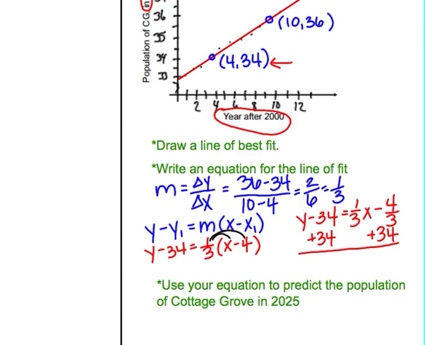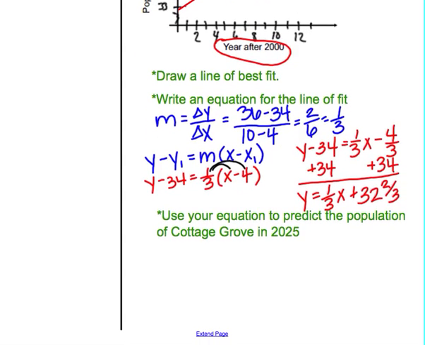And when I do that, I get y equals 1/3 x, and negative 1 and 1/3 plus 34 is going to give me plus 32 and 2/3. So now we need to use that to predict the population of Cottage Grove in 2025.